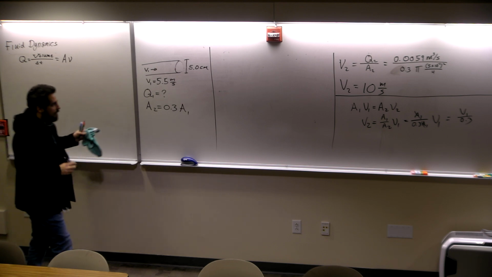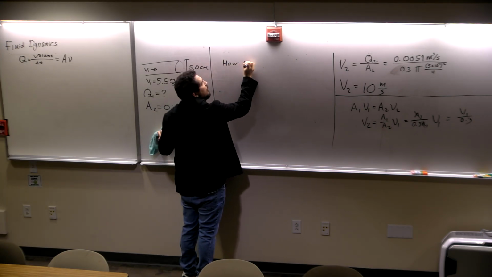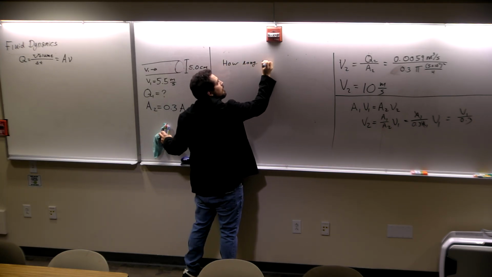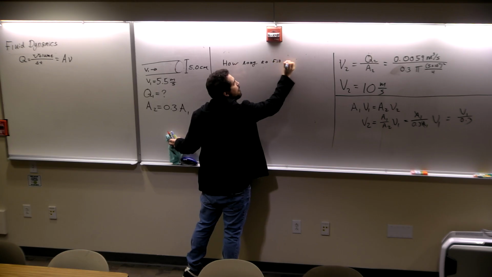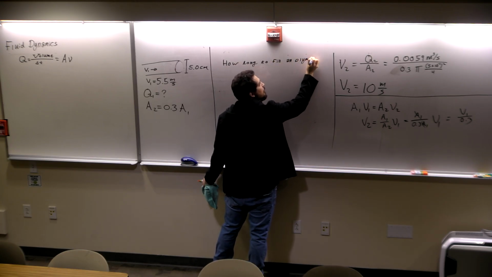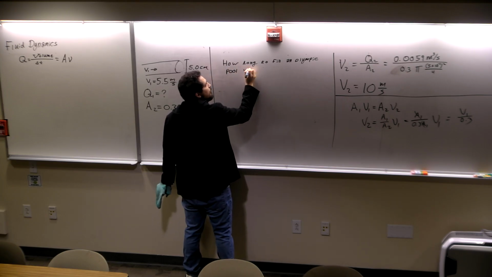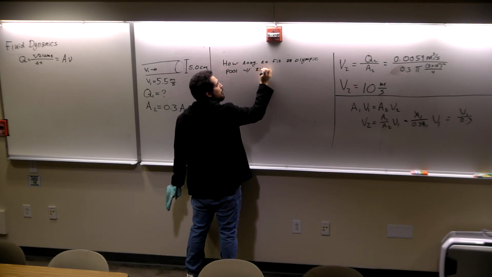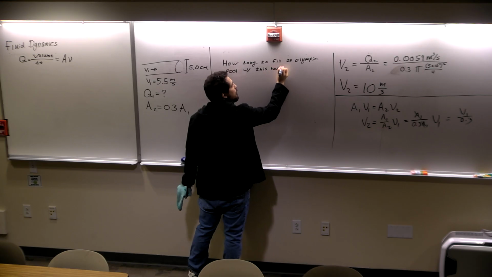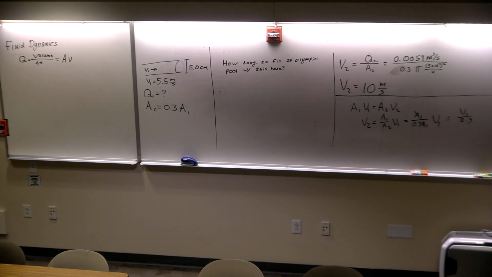So what I want us to do is calculate how long to fill an Olympic swimming pool with this hose. How long does it take to fill an Olympic swimming pool with this hose? Now, Olympic swimming pools have a length of 50 meters.